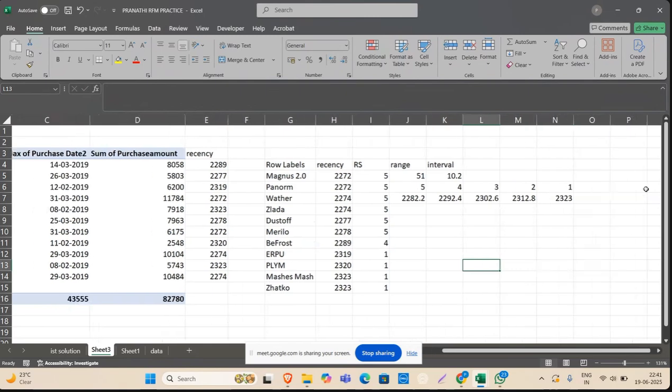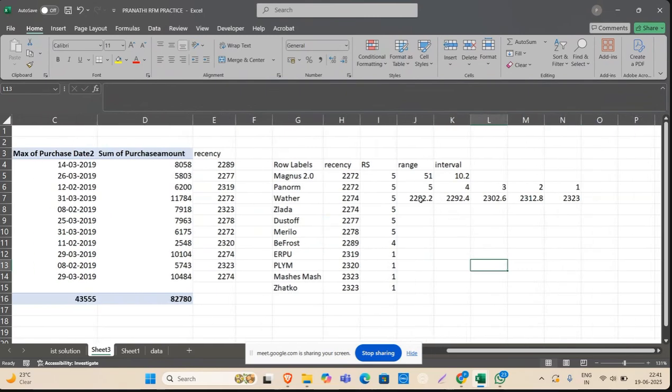Then you allot score 5, 4, 3, 2, 1, like that. First you have to take 2272 plus 10.2, the interval, and then here you have to take 2282 plus the interval, and then fix the interval and just drag it. That's it.